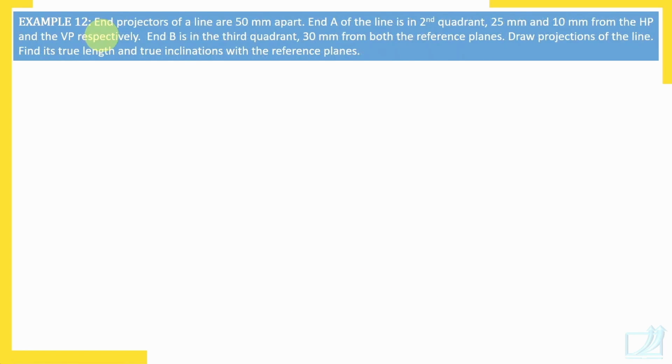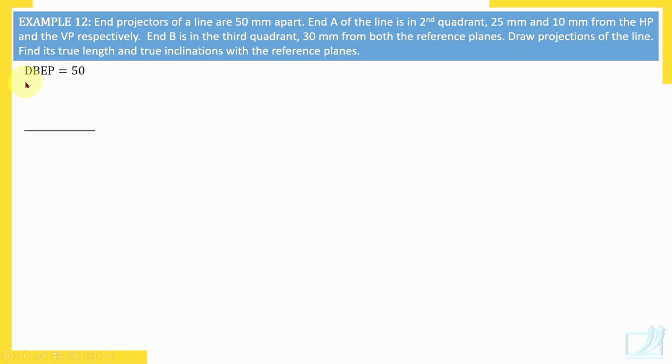Now read this problem. End projectors of a line are 50 millimeters apart. End A of the line is in second quadrant, 25 and 10 millimeter from HP and VP respectively. End B is in third quadrant, 30 millimeter from both the reference planes. Draw projections of the line. Find its true length and true inclinations with the reference planes.